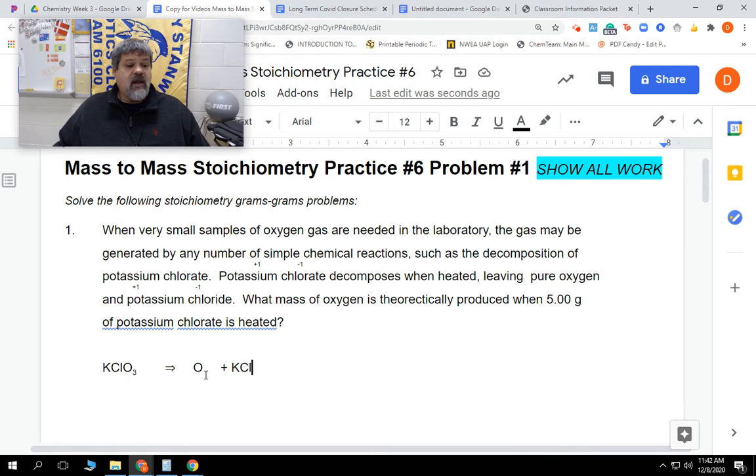Hopefully you've caught it, and that is oxygen. Oxygen is by itself. We always have to ask the question, is it diatomic? Well, oxygen is diatomic. We see it as O2. There we go. So now we have our completed skeleton equation.